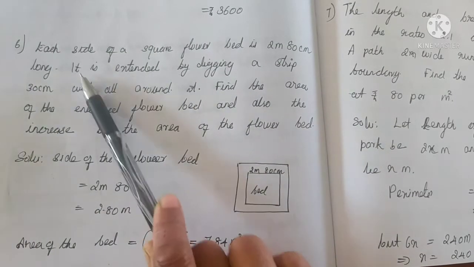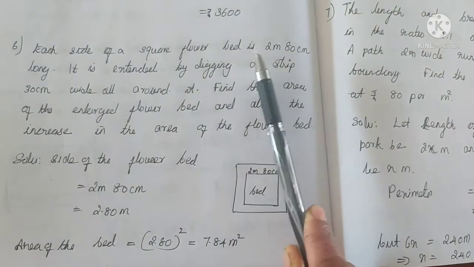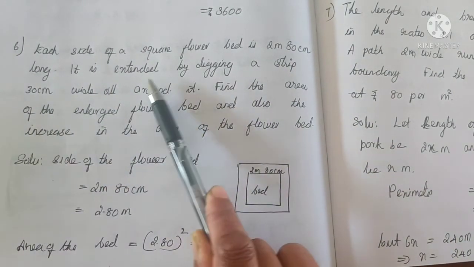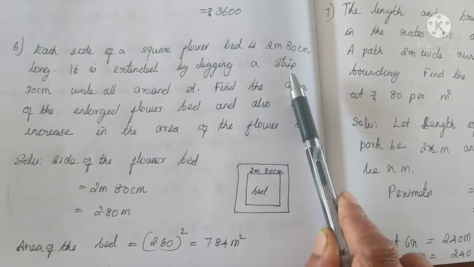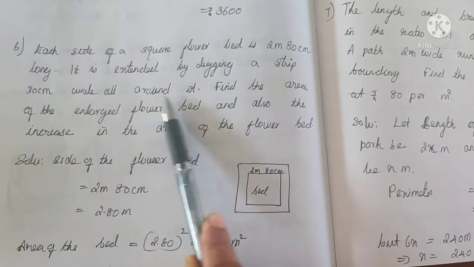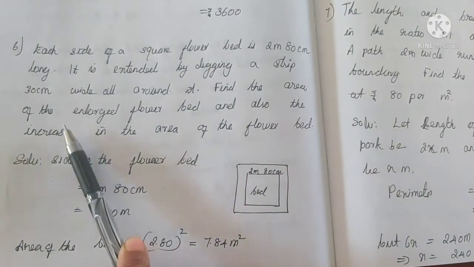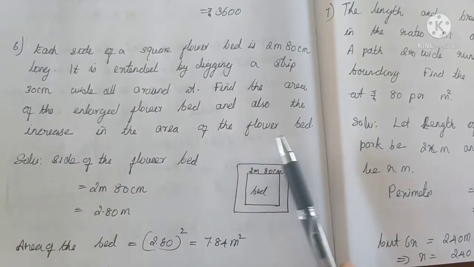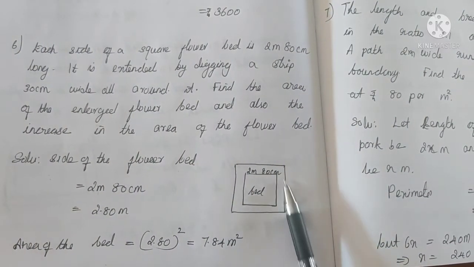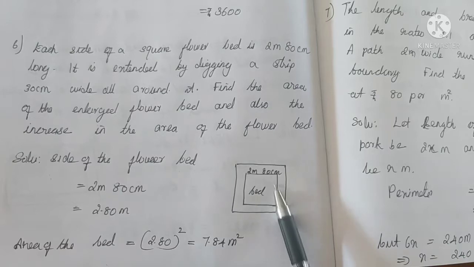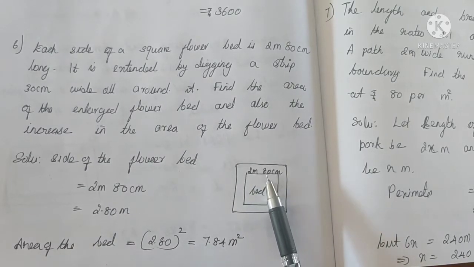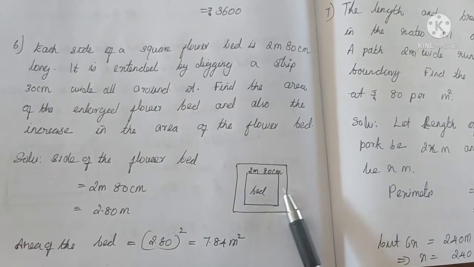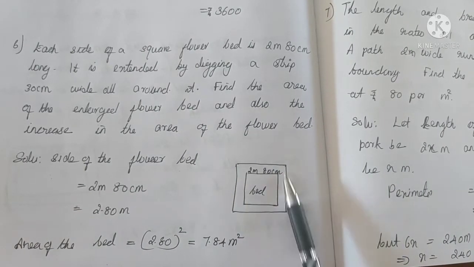Question number 6. Each side of a square flower bed is 2 meter 80 centimeter long. It is extended by digging a strip 30 centimeter wide all around. Find the area of the enlarged flower bed and also the increase in the area of the flower bed. Say this is the figure of that flower bed. You can say this is the bed of length 2 meter 80 centimeter. It's the shape of a square also. And this is the extended area of this bed.